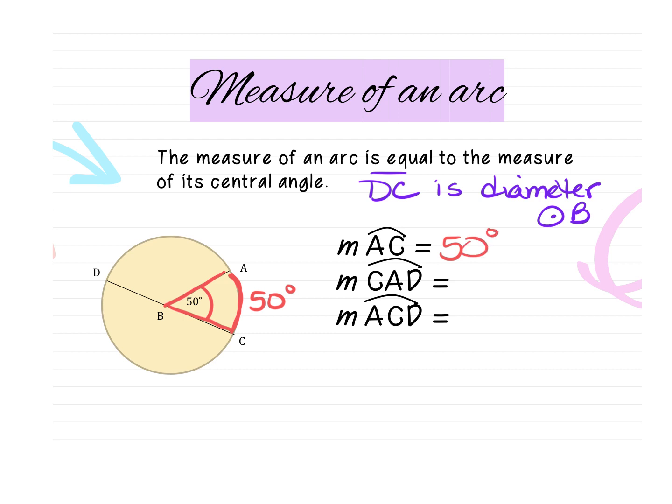So you'll be doing things like this on the quiz. In addition to finding the arc measure, you will also have to classify this arc. This arc is less than half of the circle, so this would be a minor arc.